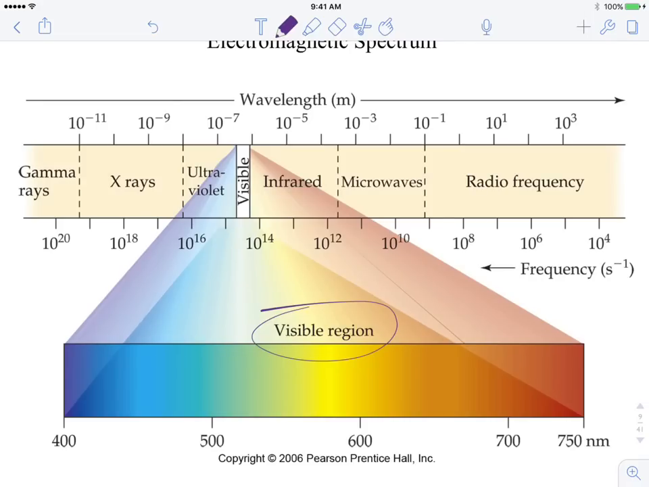So we have ultraviolet light, X-rays, and gamma rays. And these at this end over here tend to have shorter wavelengths and higher frequencies. At the other end of the spectrum, we have infrared, microwaves, and radio frequency, and those will tend to have longer wavelengths and lower frequencies.